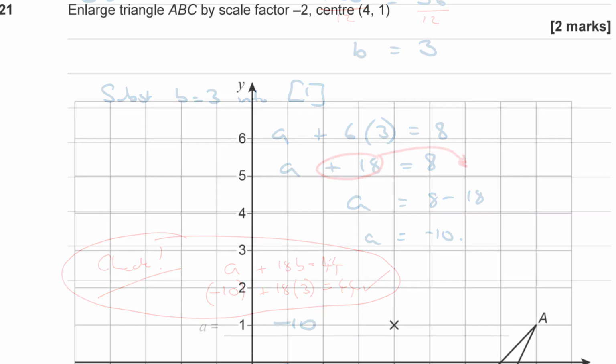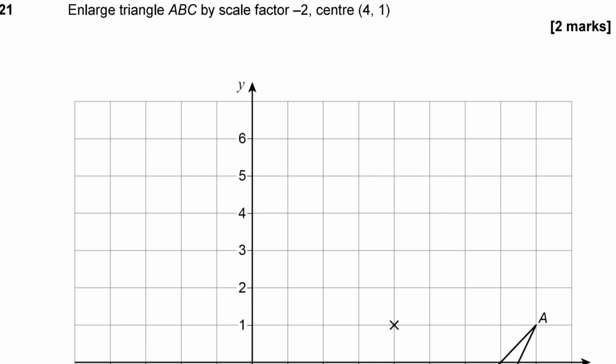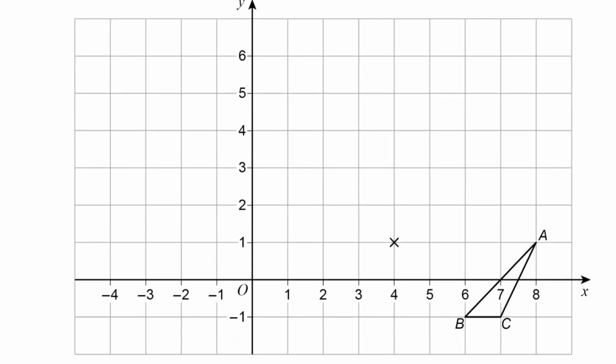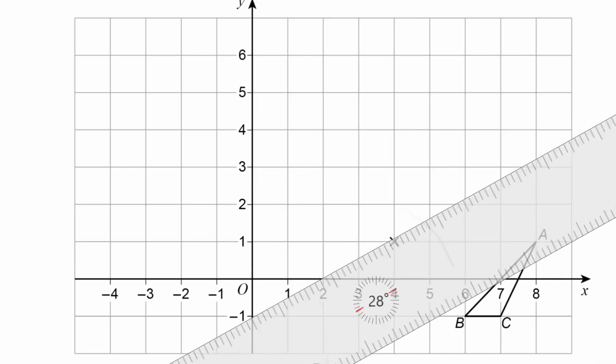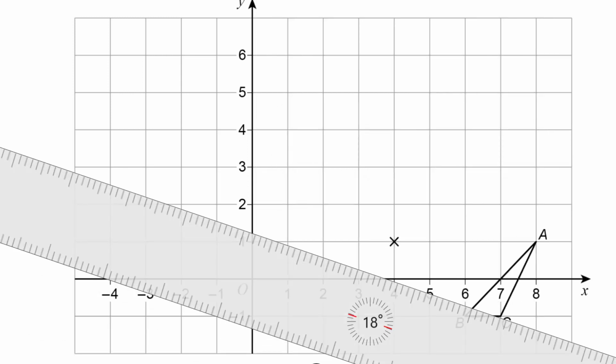Job done. Question 21. Enlarge triangle ABC by a scale factor of minus 2, centre (1, 1). Okay, so the triangle's already drawn and the centre of enlargement is also drawn. What we need to do is find the image points of A, B, and C. Now, when you've got a negative scale factor, your object and image are going to appear on opposite sides of the centre of enlargement. Now, it might be handy to draw ray lines on.